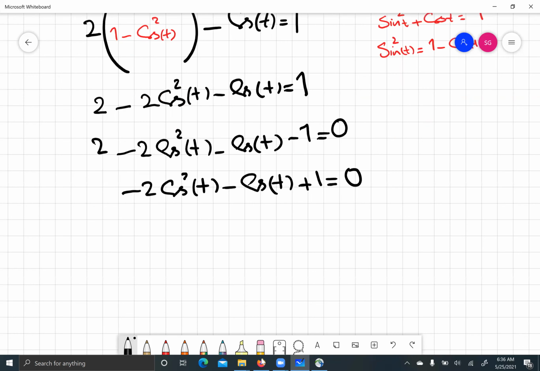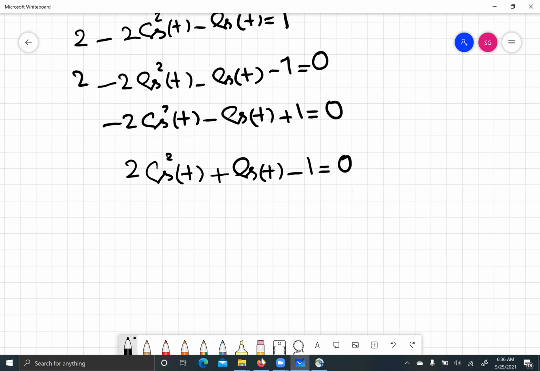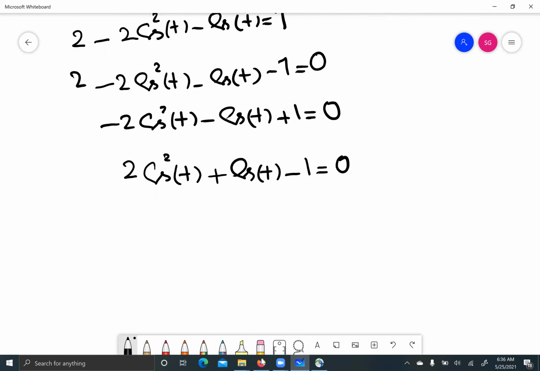I would like to factor this. First, I would like to multiply this by a negative sign. So multiply both sides by negative sign. Now factor it. So this is going to be 2 cosine times cosine. And then this is going to be 1 and 1, right?